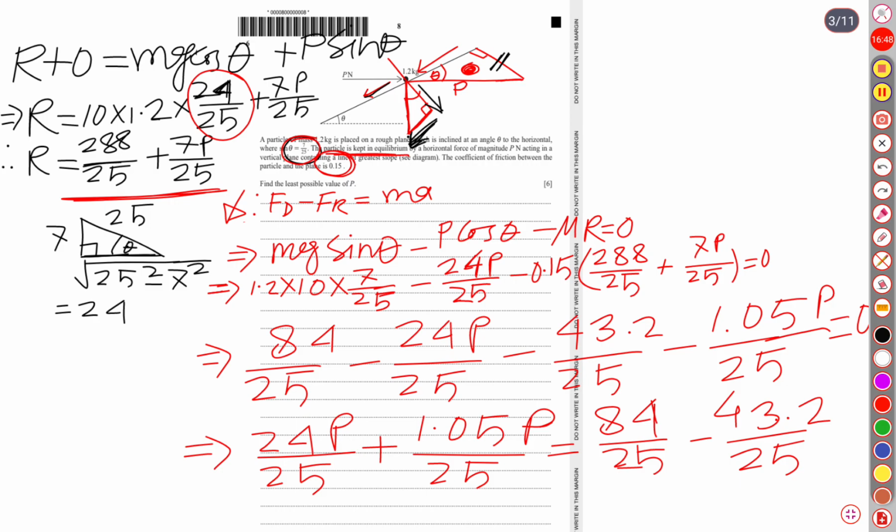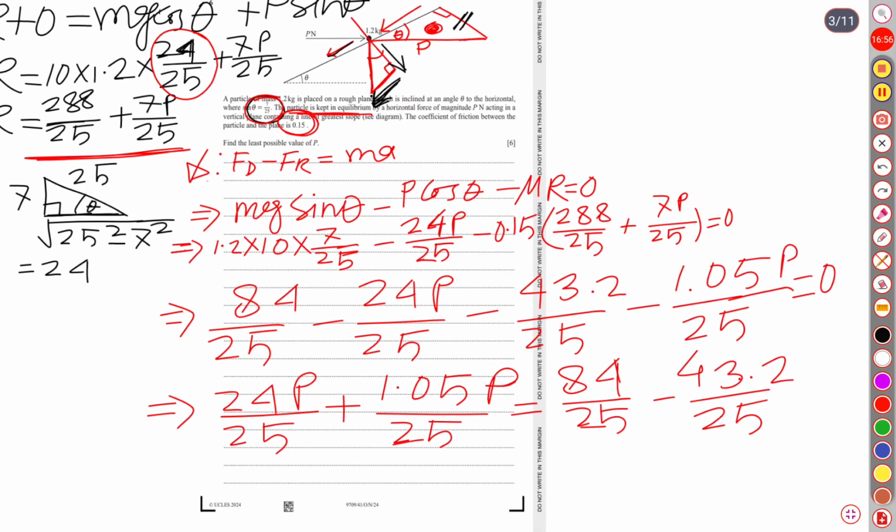So can't we dissolve this 25? If we multiply everyone by 25, it is going to be just 24p plus 1.05p. So finally it is going to be 25.05p equal to, here if we do subtraction, 84 minus 43.2, so 40.8.